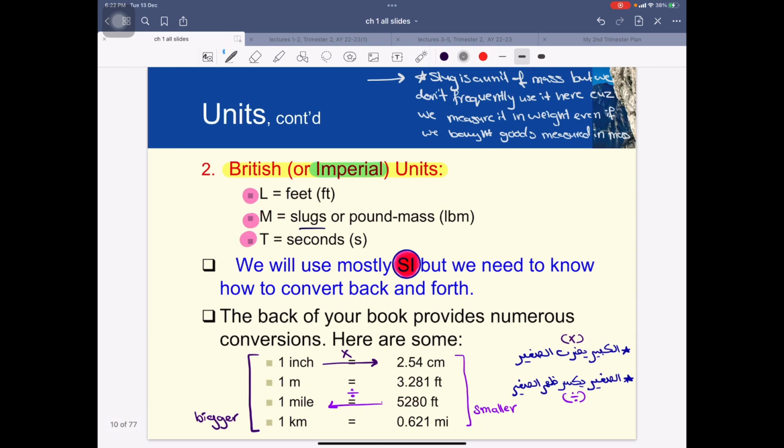After that we have the British or imperial units. The British and imperial units are basically the same but different; the units themselves are different, but we do not mostly use them. The length will be in feet, the mass in slugs or pound mass, and the time in seconds.